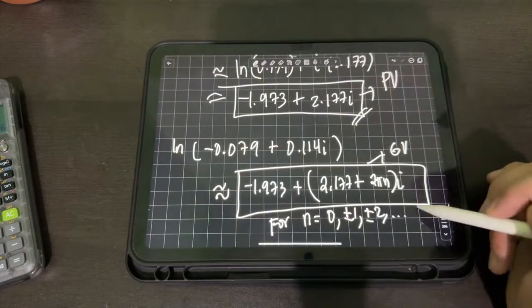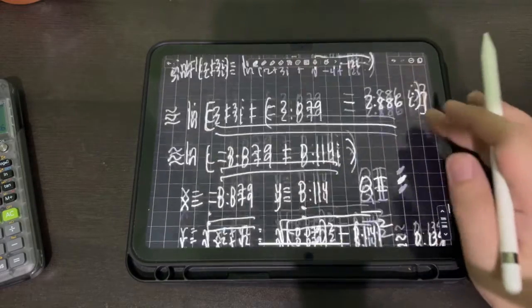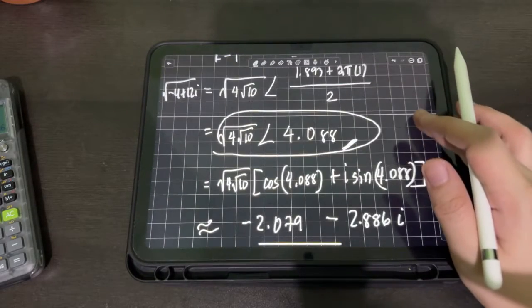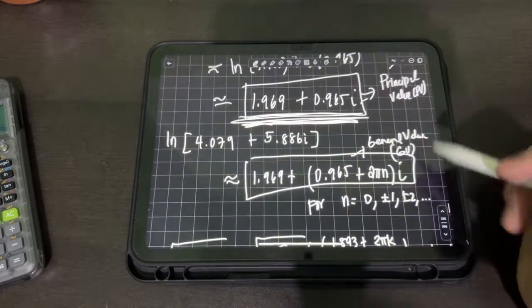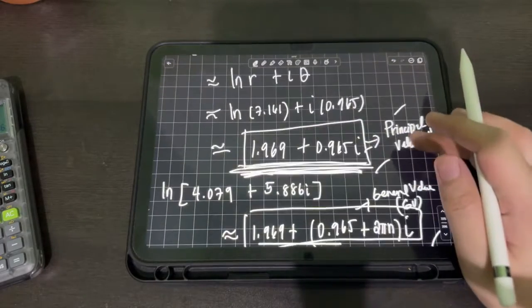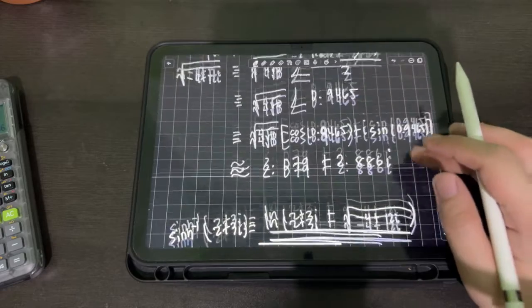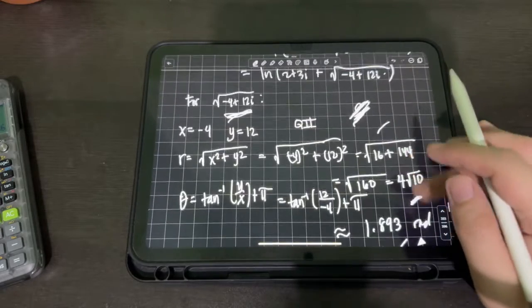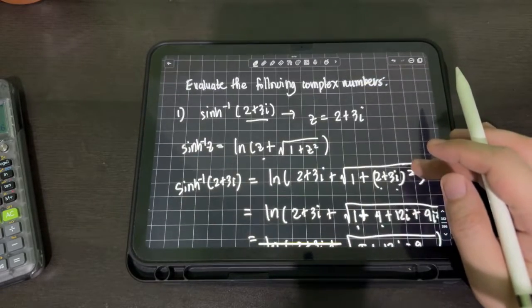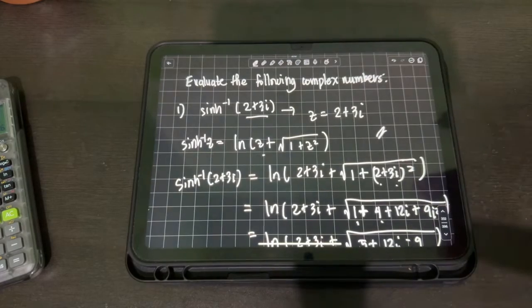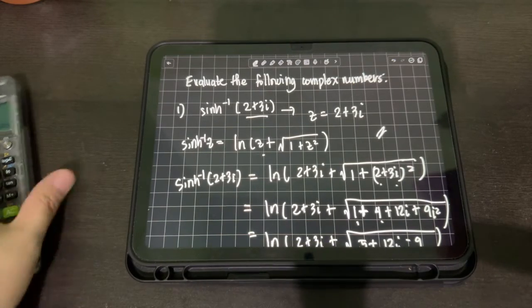This one, general value and principal value, and the first set of answers, this one, general value and principal value for arcsinh. So how do you check it using your calculator? You can just input this in your calculator. You can start with this expression.